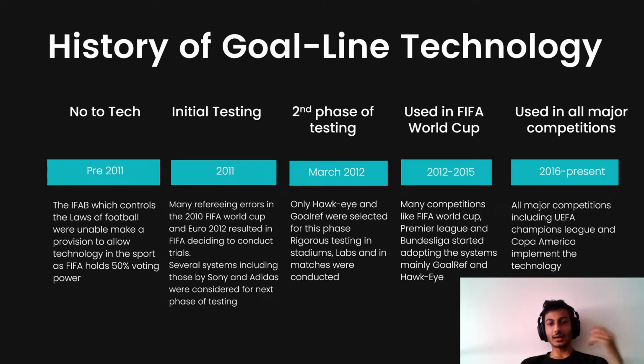After extensive testing, in March, only two of the proposed eight systems got selected for the second round of testing. The two systems were Hawkeye and GoalRef.